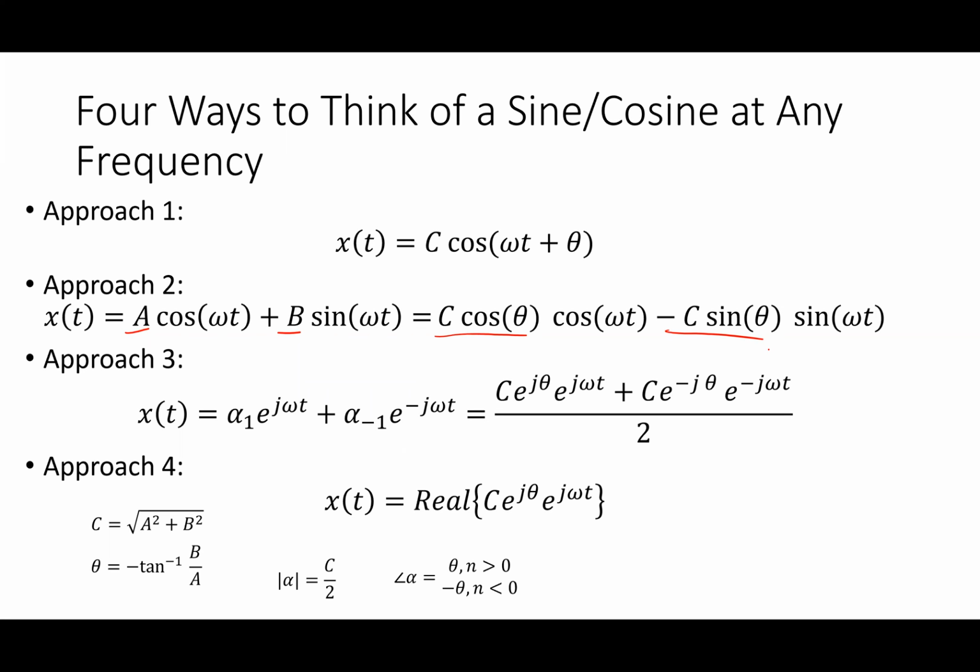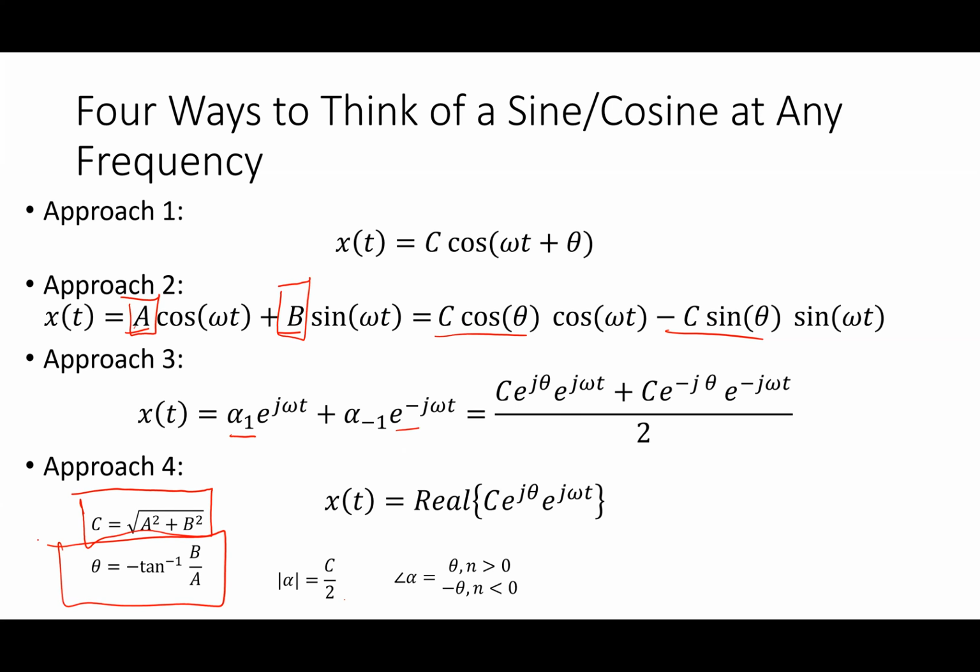Now, by Euler's identity, what I would find is sort of the same thing here. Basically this is some amount of e to the j omega t and some amount of e to the minus j omega t. So what I see from that is that my alpha terms have a magnitude of C over 2 and an angle of theta for the positive end and an angle of negative theta for the negative end. It's actually pretty easy to prove that. And then I can also prove that the A and B coefficients here relate to the C by that square root formula and by this formula.